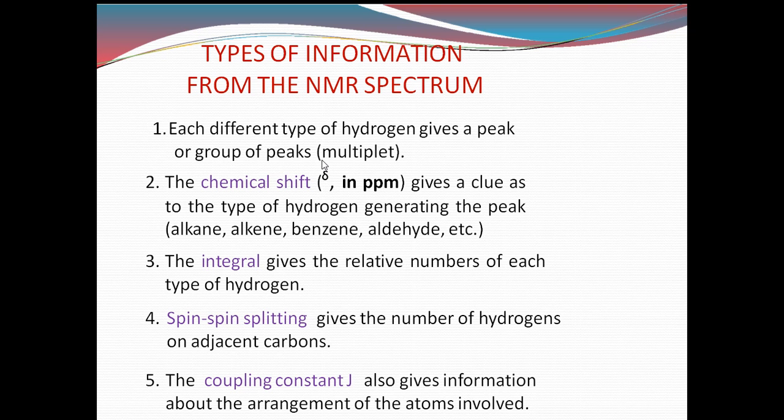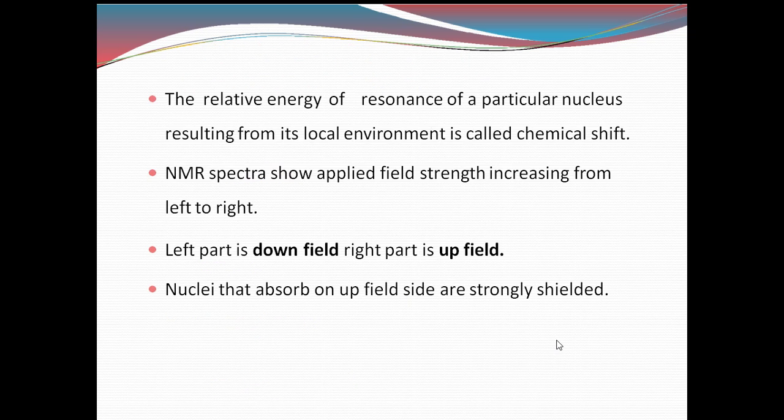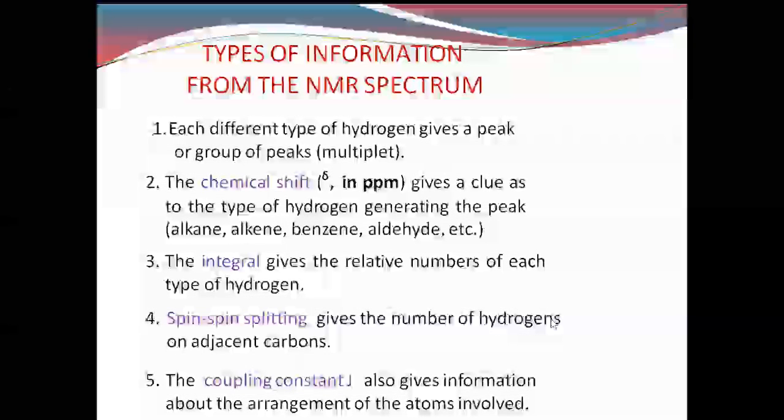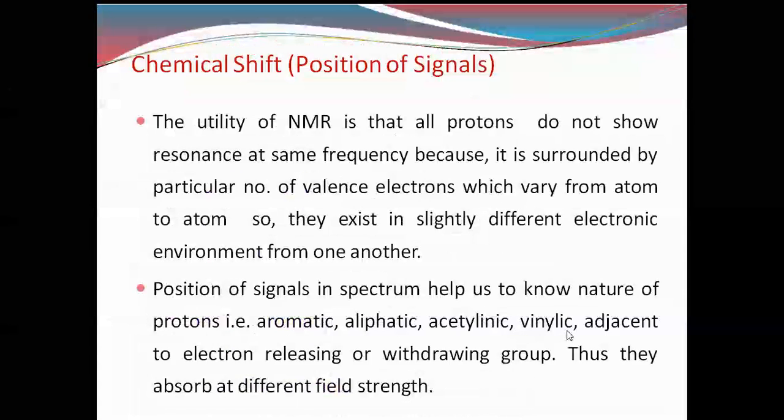And we also see the spin splitting. Spin splitting will give the information about the adjacent hydrogen. Adjacent hydrogen means, look, many people give more information about their neighbours than about themselves. That means nothing but spin splitting. And the coupling constant will also give information about the arrangement of the hydrogens. Okay.